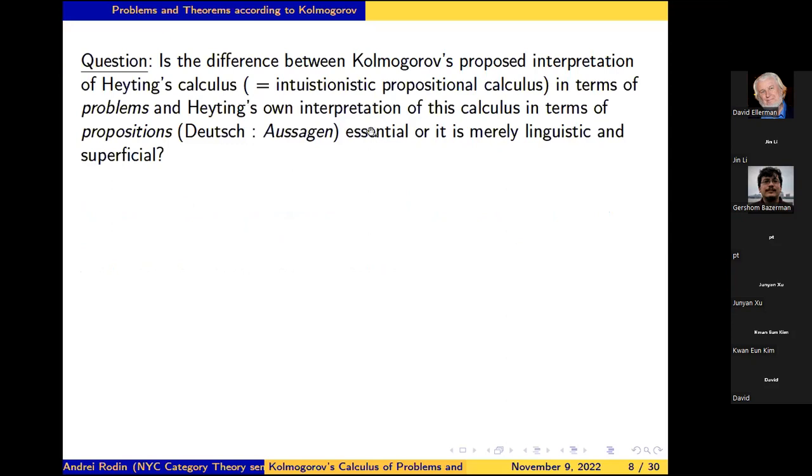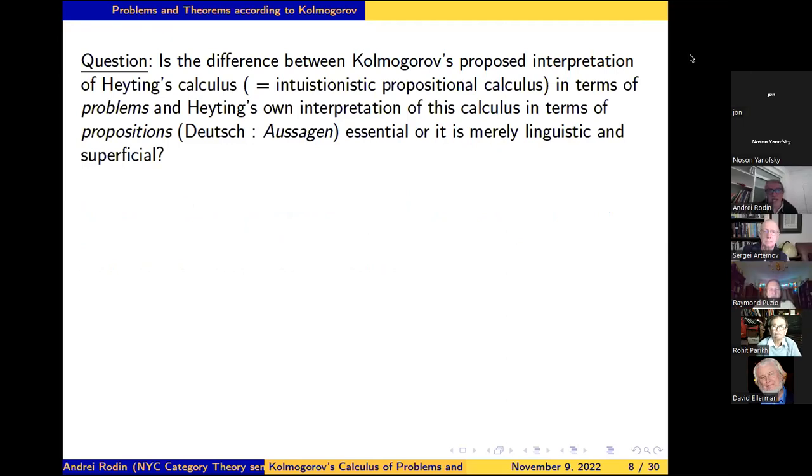Okay, and there is naturally a question which is still debated, but that is a historical debate. It is the difference between Kolmogorov's proposed interpretation of Heyting calculus, which is basically propositional intuitionistic logic in today's standard sense. Is his proposed interpretation in terms of problems, and Heyting's interpretation in terms of propositions, somehow essential, or is it merely a linguistic difference, whether we call these things problems or propositions? I recently had a very long discussion with Mark van Atten, who is a really serious historian of intuitionistic mathematics. He wrote a long article in the Stanford Encyclopedia of Philosophy about this history.